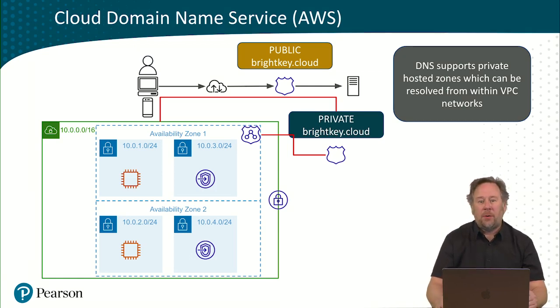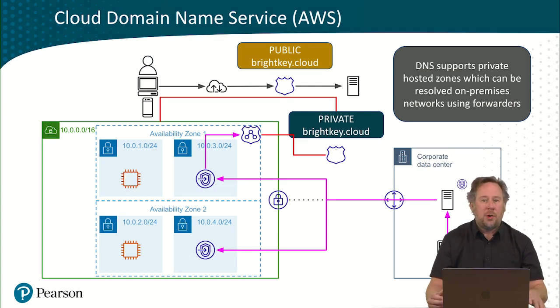AWS takes it a step further and allows you to create private hosted zones, which can also be resolved from on-prem networks using forwarders and endpoints. Now, this does require private network connectivity, possibly through VPN.